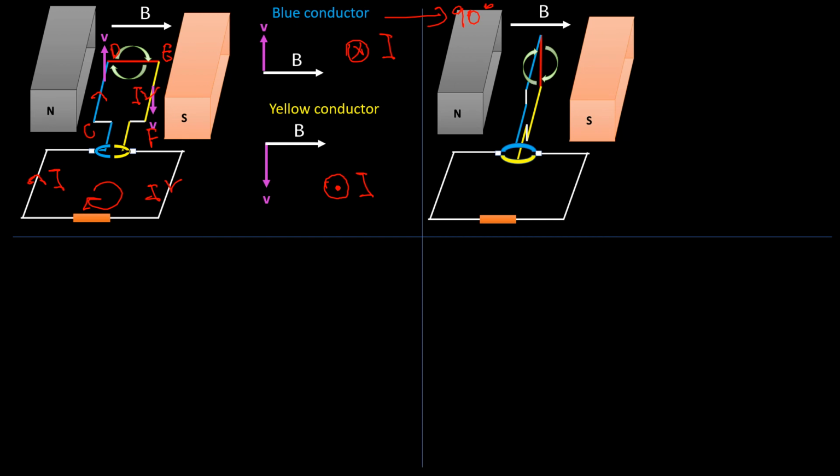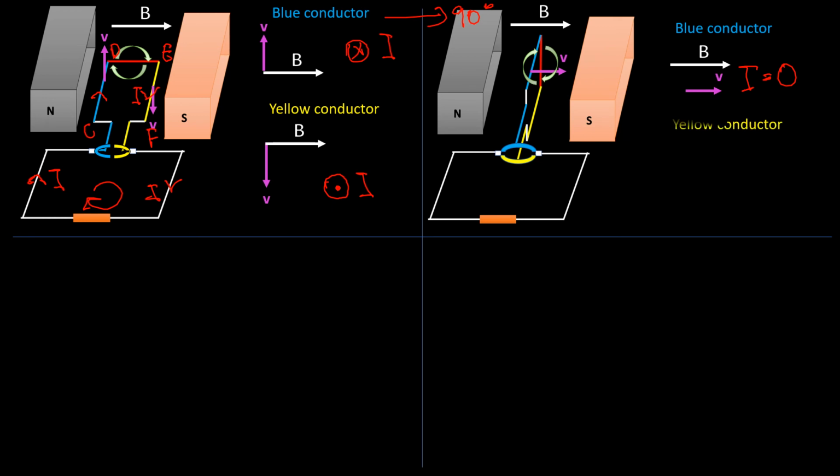So the blue conductor will experience the motion to the right, which is your V pointed to the right, and your B is pointed to the right. So V and B are in the same direction. So in this case, I is not induced in this conductor. So there is no current flow.